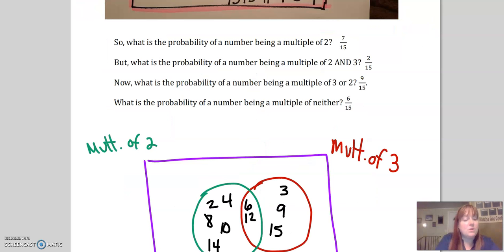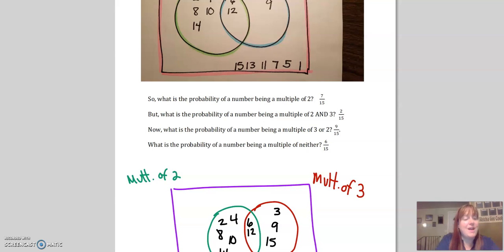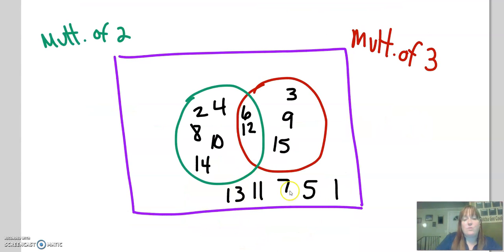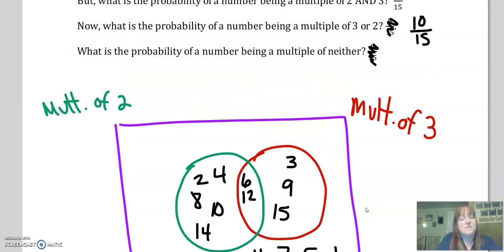So what's the probability? Oh, I have that wrong. Ha! Because I did not put 15 as a multiple of 3 on our paper. That's what you get. Okay, so 10 out of 15 are multiples of 3 or 2, okay? And what's the probability of a number being a multiple of neither? This is going to be wrong too because I didn't put 15 in the right spot before. Okay, so what's the probability of them being neither? Well, it would just be these 5. 1, 2, 3, 4, 5, right? So we're going to have 5 out of 15 is our probability of being a multiple of neither.